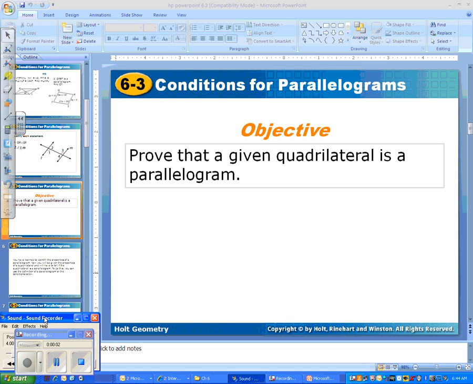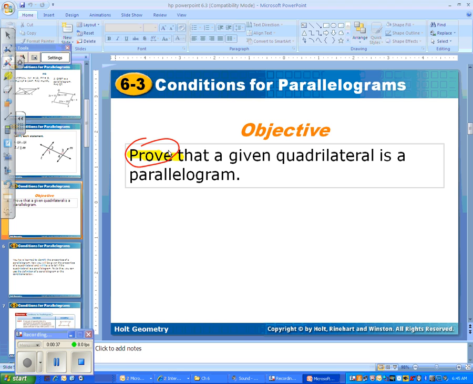Okay, in 6.3, we have already talked about the special properties of parallelograms. Today, what we're going to be doing is proving that something is a parallelogram. And this is always difficult for students because guess what? Quadrilaterals are going to look a lot like parallelograms, but we have to actually prove that it is absolutely a parallelogram and nothing else. So yesterday we talked about 6 properties of a parallelogram, and those 6 properties are going to help us prove that something is a parallelogram.